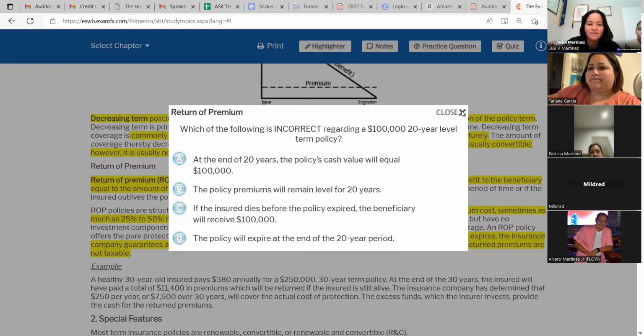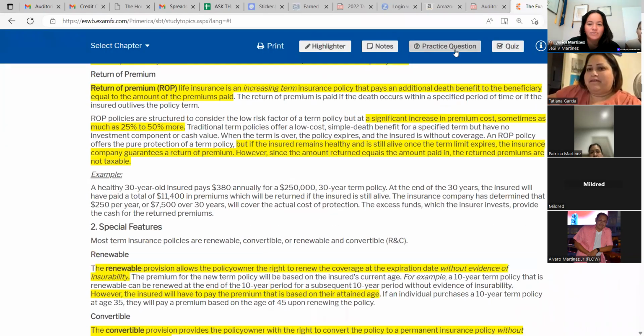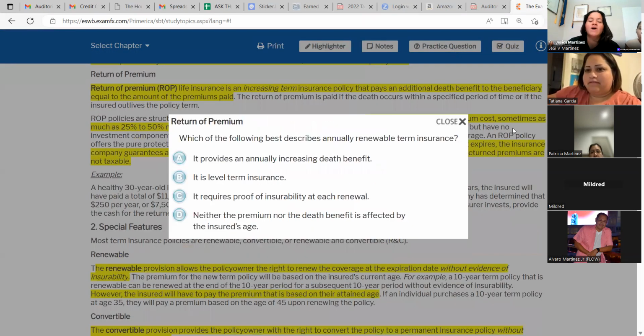Okay, we just saw that one. Yeah, let me try to move it. Okay, which of the following best describes annual renewable term insurance? A, it provides an annually increasing death benefit. B, it is level term insurance. C, it requires proof of insurability at each renewal. D, neither the premium nor the death benefit is affected by the insured's age.